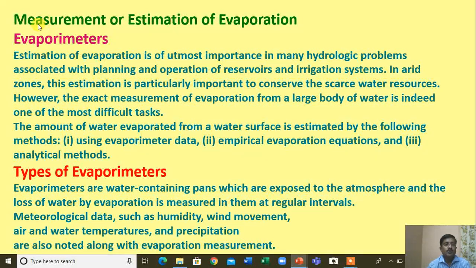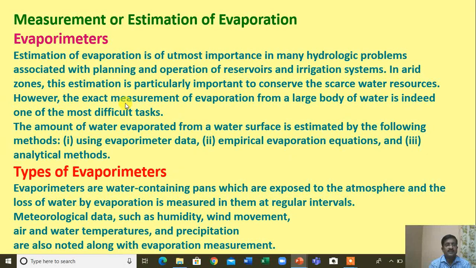Now, the next important point is measurement or estimation of evaporation. For that we will have to learn about evaporimeters. Estimation of evaporation is of utmost importance in many hydrologic problems associated with planning and operation of reservoirs and irrigation systems. In arid zones, the estimation of evaporation is particularly important to conserve scarce water resources.